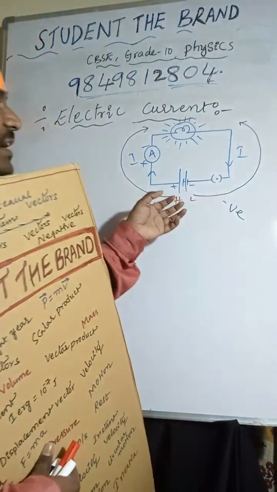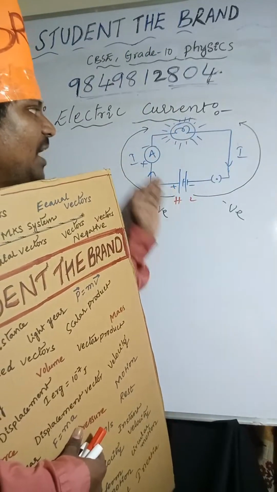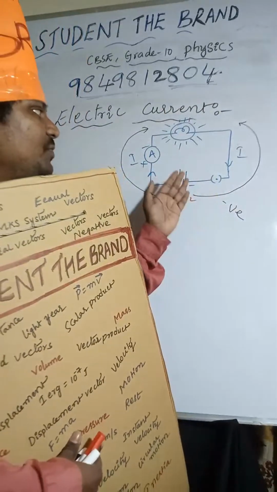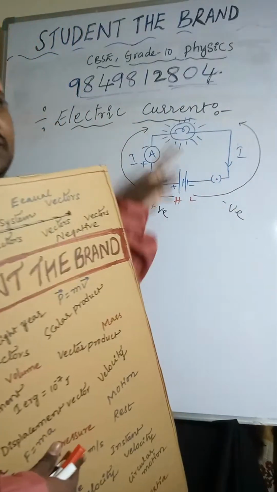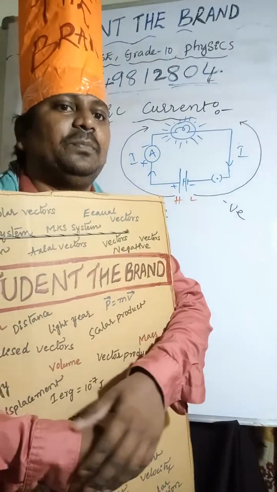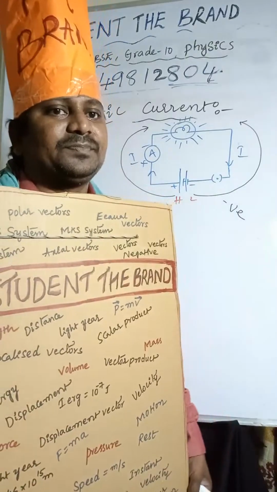So conventional current is nothing but the flow of positive charges. Positive charges will move from high potential to low potential, while electrons will move from low potential to high potential. So this is about conventional current and electric current. I hope it is very clear. Next one, we'll discuss one more.